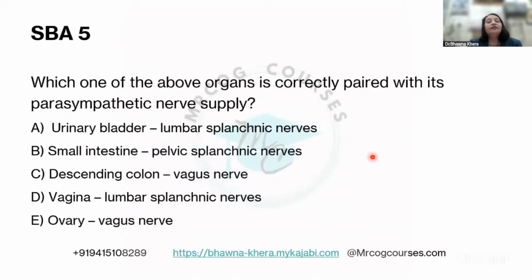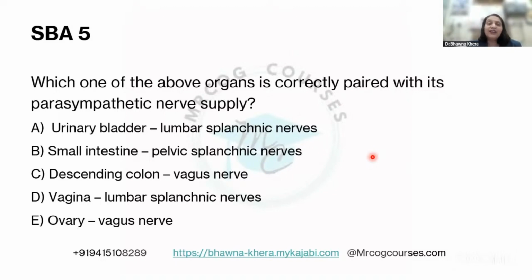Which one of the above organs is correctly paired with its parasympathetic nerve supply? Here, the urinary bladder is paired with the lumbar splanchnic nerves. Small intestine is paired with the pelvic splanchnic nerves. Descending colon is paired with the vagus nerve. Vagina with the lumbar splanchnic nerves, and ovary with the vagus nerve.